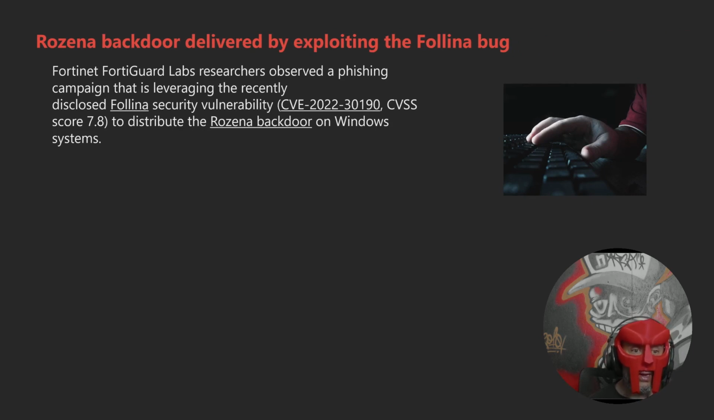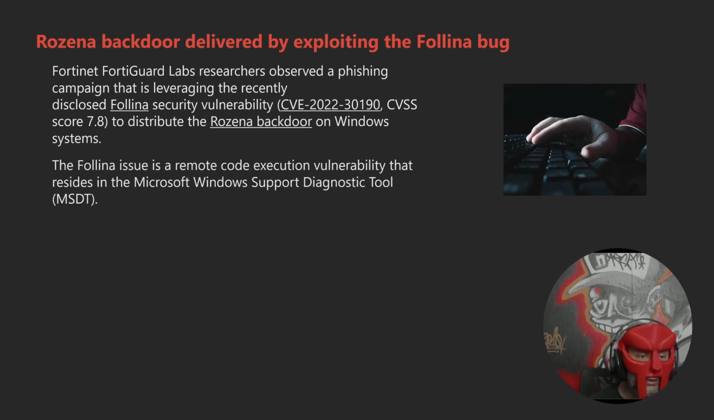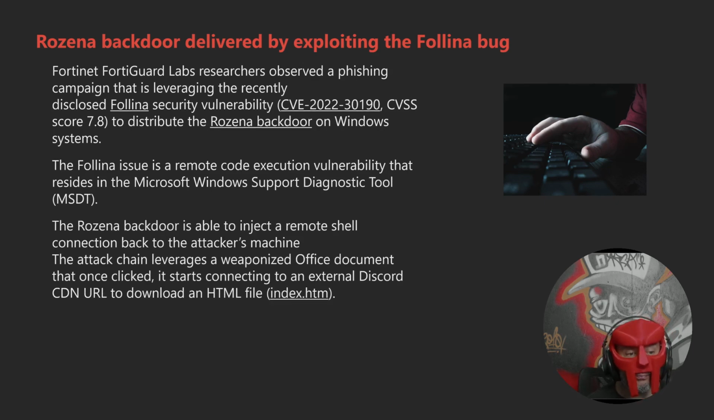Fortinet FortiGuard Labs researchers observed a phishing campaign that is leveraging the recently disclosed Follina security vulnerability, CVE-2022-30190, with a CVSS score of 7.8, to distribute the Rozena backdoor on Windows systems. The Follina issue is a remote code execution vulnerability that resides in the Microsoft Windows Support Diagnostic Tool. The Rozena backdoor is able to inject a remote shell connection back to the attacker's machine.